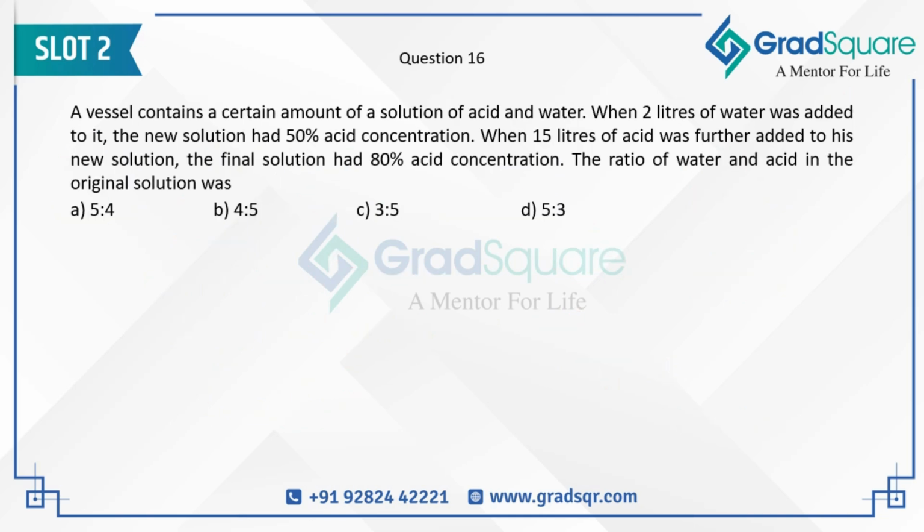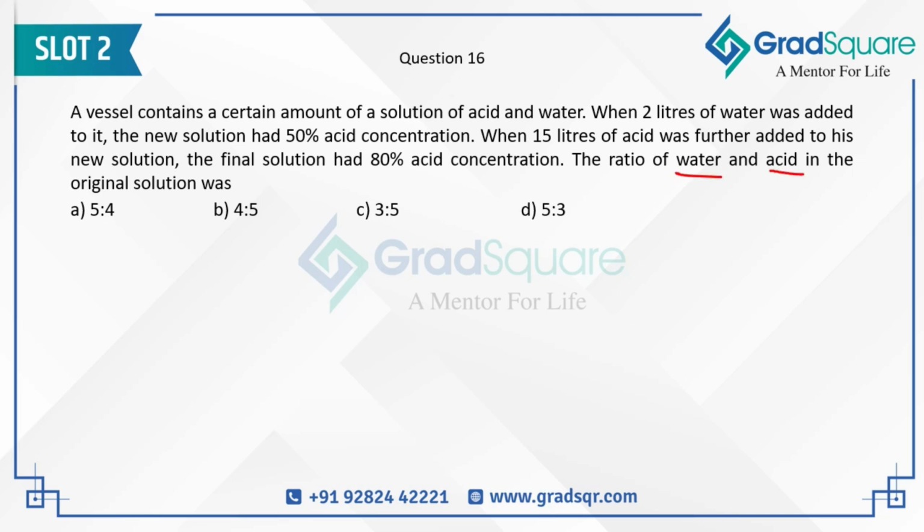Now in this question, a vessel contains a certain amount of solution of acid and water. When 2 liters of water was added to it, the new solution had 50% acid concentration. When 15 liters of acid was further added to the solution, the final solution had 80% acid concentration. The ratio of water and acid in the original solution is my question. So the ratio of water to acid is the question.